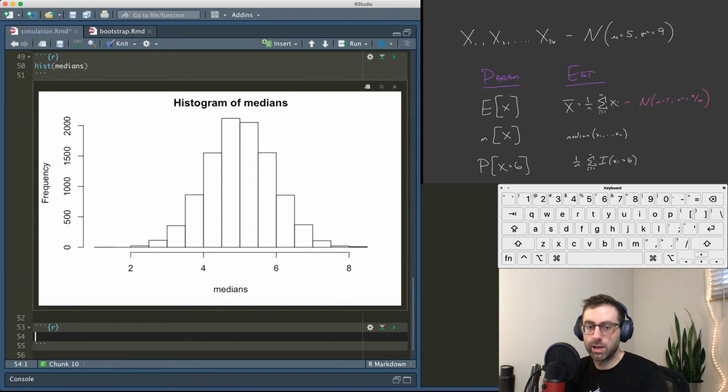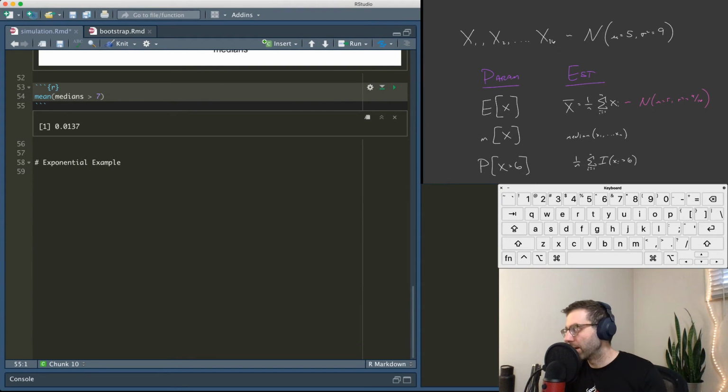And let's say, okay, what's the probability that the sample median calculated on a random sample of size 16 from that normal distribution is greater than 7? So we could do the mean of those medians greater than 7. We estimate that there's like a 1.3% chance that we get a random sample of size 16 and it has a median bigger than 7. Okay.